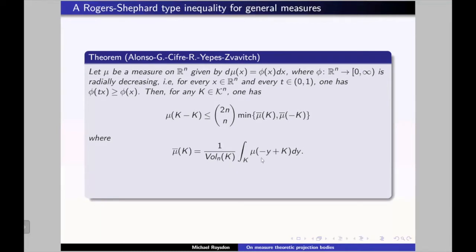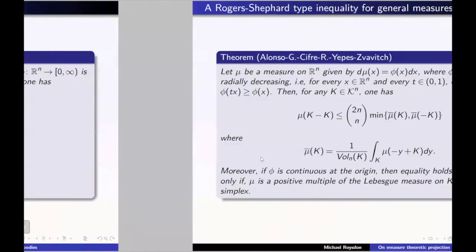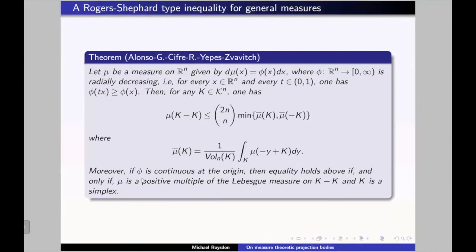So if mu is the Lebesgue measure, this doesn't see the shift. You use Fubini's theorem. This is just volume of K times volume of K divided by volume of K. It's just volume of K. And in fact, if phi is continuous at the origin, then there's equality here if and only if the measure mu is a positive multiple of the Lebesgue measure on the difference body of K, and K itself is an n-dimensional simplex. So we recover the original Rogers-Shephard inequality, which is very nice.